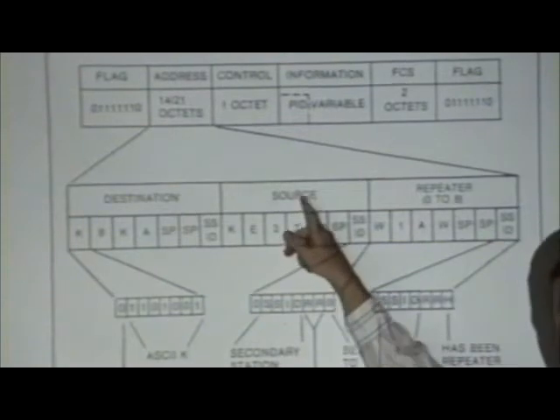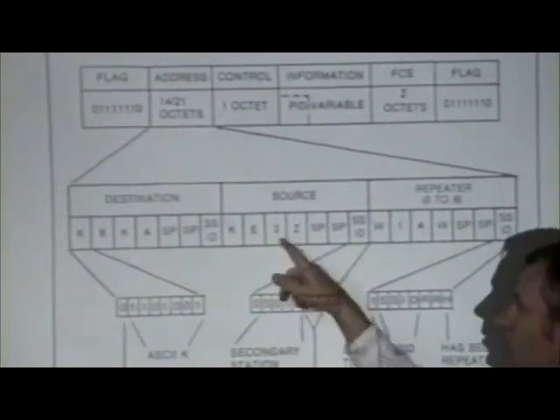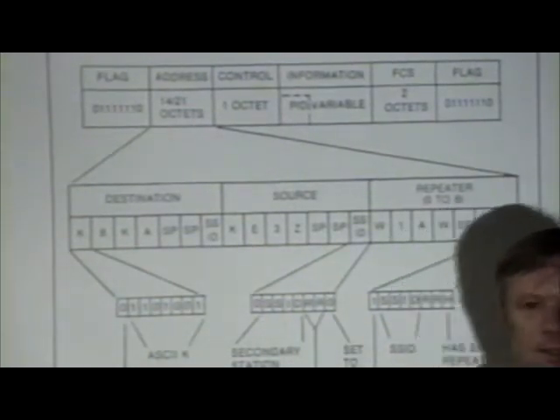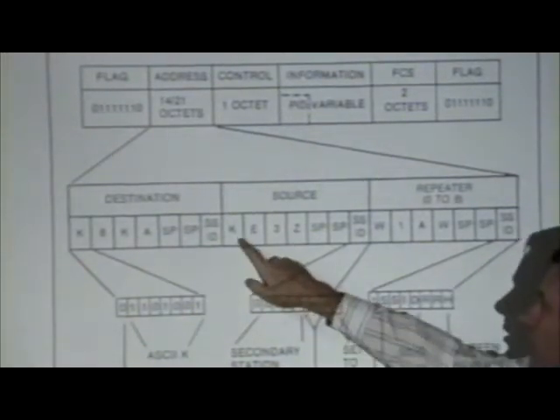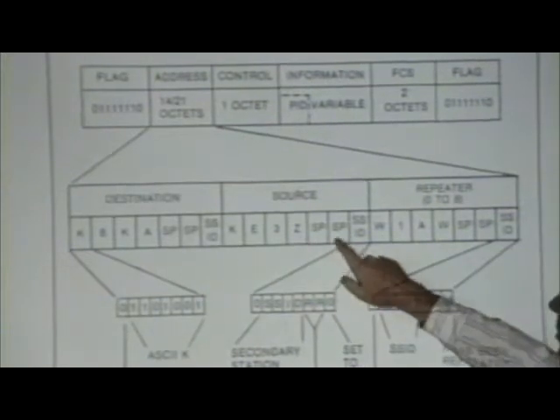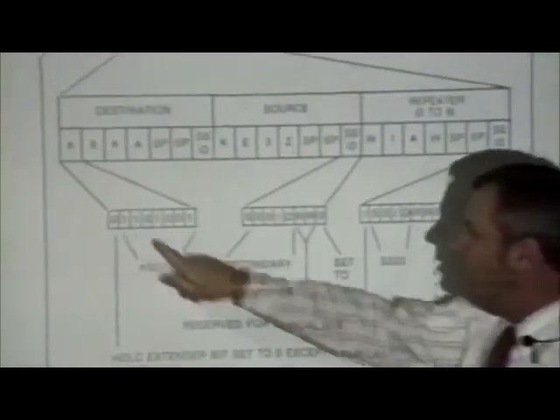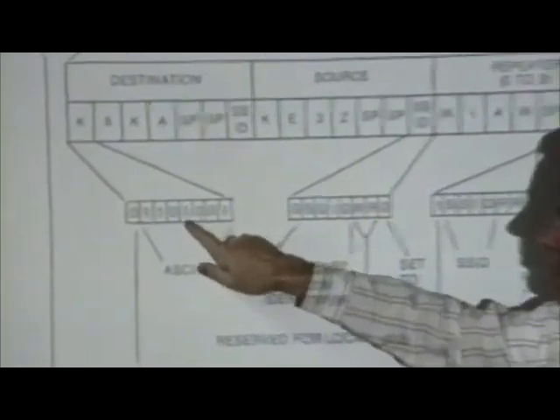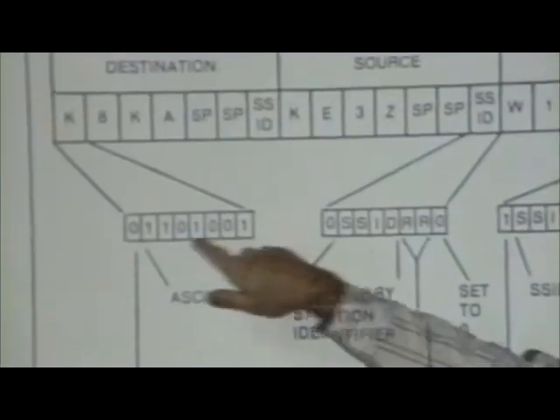Here's what we were looking for with our interference, the source address. We want to know who this guy was. Those of you familiar with the packet network, it was DEN 450. He was just tearing us up. Here's the source, KE3Z SSID. Now, if you want to break this down, here's that ASCII character for K. Remember our 7 bits plus parity.